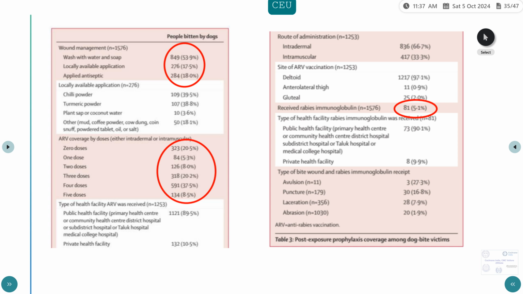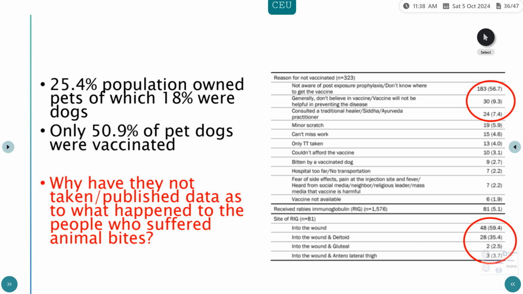And so where rabies immunoglobulin was given was mostly for category 3 wounds. Some 2% of people also got it for abrasions as well. Now, reasons for why people did not get vaccination. Around 56% said they were not aware of vaccination being available, or they did not know where to get the vaccine. Certain population, around 9.3%, also did not believe in the vaccine being helpful.